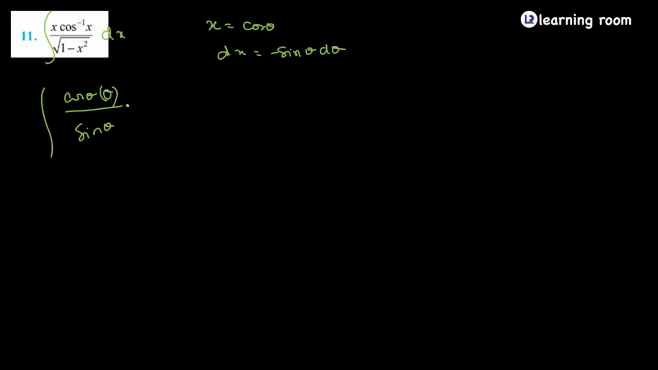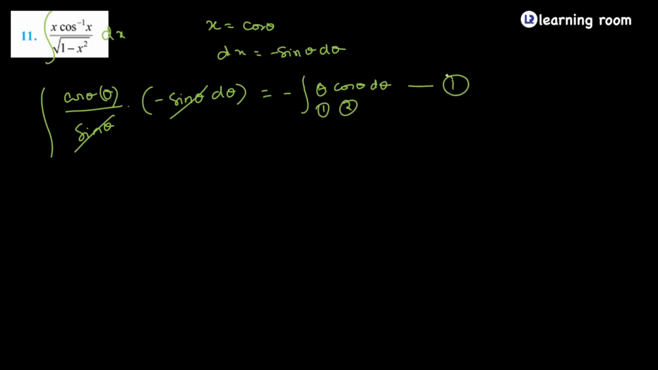In the place of dx, what will I have? I'll have minus sine theta d theta. Sine and sine will get cancelled, so that I have minus theta cos theta d theta. So I'll keep the minus outside: integral of theta cos theta d theta. This is of the form algebraic into trigonometric, which is easy for us to solve. Now you know what I'm supposed to do. By parts, you will take algebraic as the first function, trigonometry as the second function, and then proceed. This part I'm leaving to you because I know you can solve it.